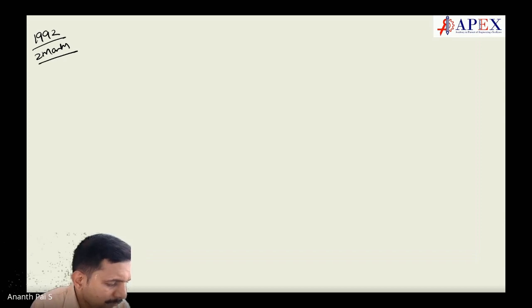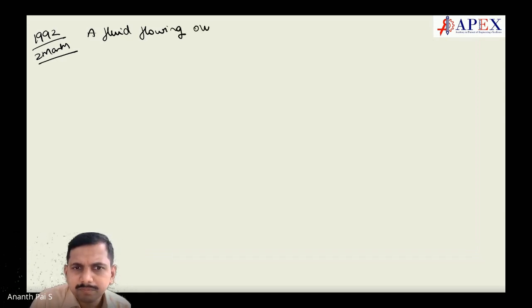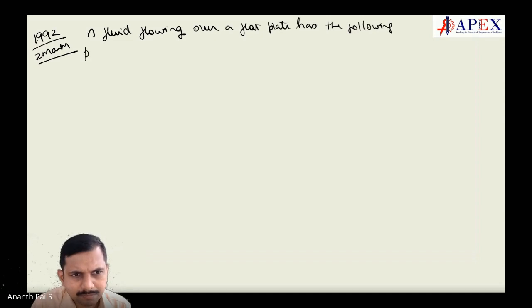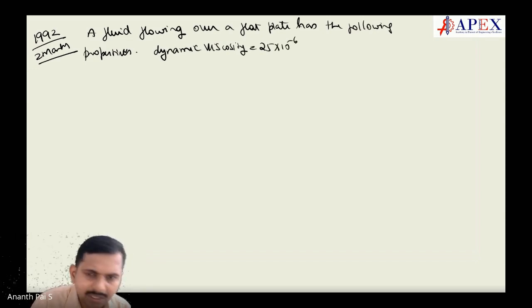A fluid flowing over a flat plate has the following properties: dynamic viscosity is equal to 25 into 10 power minus 6 kg per meter second.